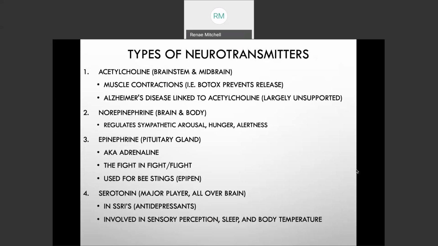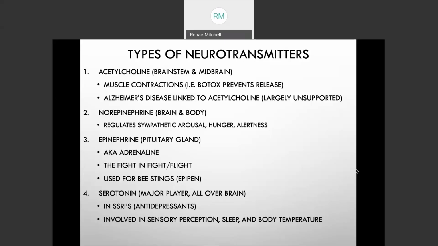Another neurotransmitter is norepinephrine. This is a transmitter that's located throughout the brain and the body. This is a neurotransmitter that's responsible for our sympathetic arousal. And so you'll remember parasympathetic are the paramedics that calm you down. So sympathetic means fight or flight. And norepinephrine is responsible for that fight or flight sympathetic nervous system arousal. It's also responsible for hunger and alertness in our consciousness.